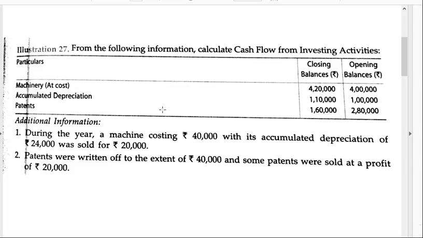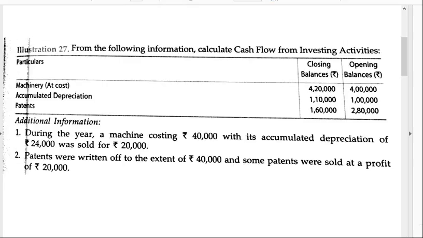Let's see. It says, from the following information, calculate cash flow from investing activities. We are given the opening and closing balances of machinery at cost, accumulated depreciation and patents. Additional information given is, during the year, a machine costing 40,000 with its accumulated depreciation of 24,000 was sold for 20,000. The cost of the machinery was 40,000. The accumulated depreciation on it over the years was 24,000 and it was sold for 20,000.